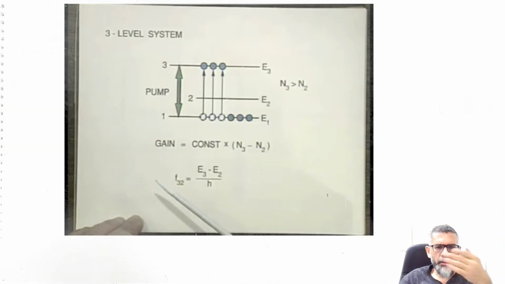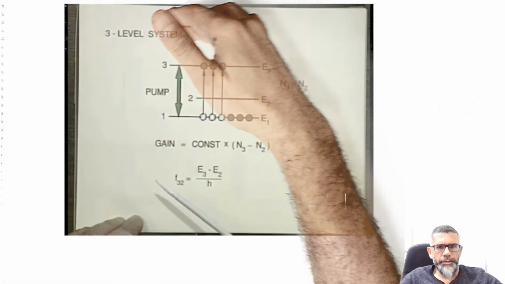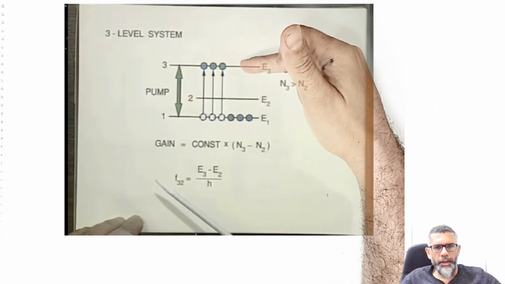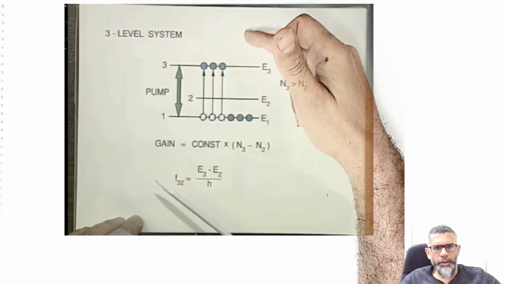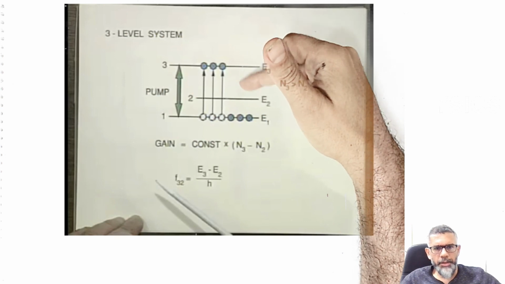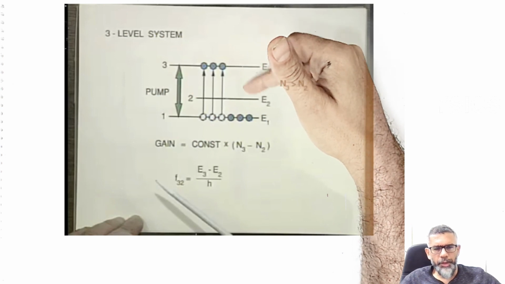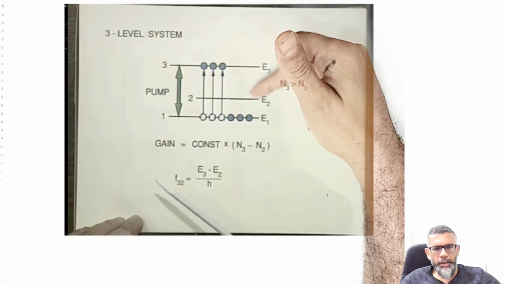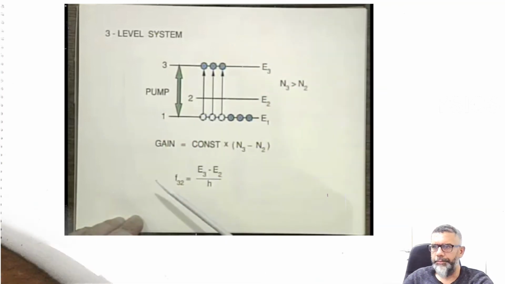Usually in real life, in applications, most of the lasers are 4 energy levels. There are also 3 energy level lasers, but most of them are 4 energy levels. You have an extra 4th energy level. Usually in the 4, 3, 2, 1 system, lasing occurs from 3 to 2, and then the other levels are just the transition levels.